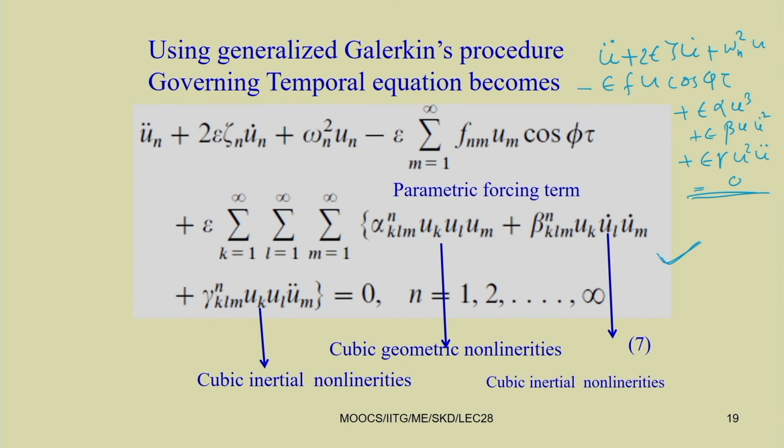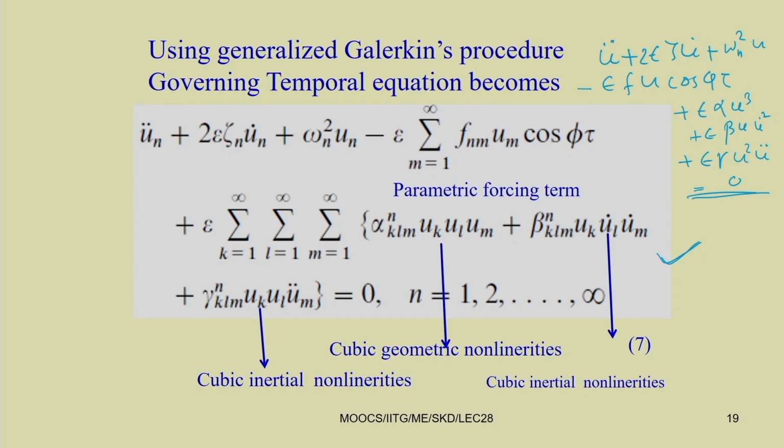This equation is available in the paper by Zavodney and Nayfeh. When we take a number of modes, for example 2 modes or 3 modes, then in the forcing term you can have a summation sign, and in the nonlinear term also you can have a summation sign.